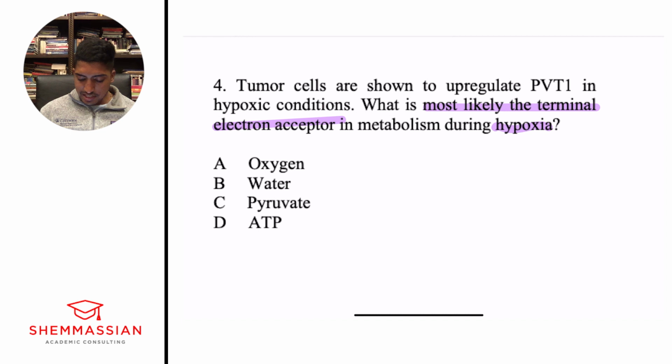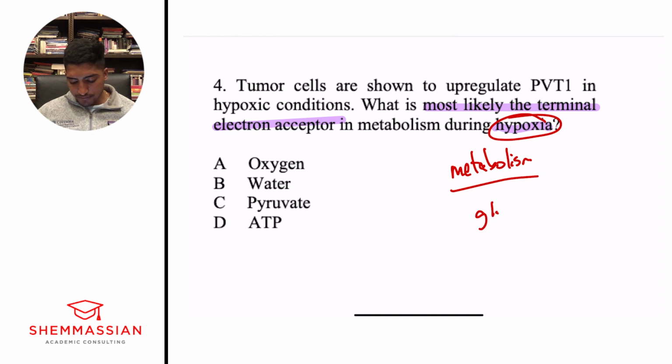And so this is the word I want you to focus in on, hypoxia, because it's giving us a setting that we really need to hone in on. And what is that setting? A low oxygen state, right? When we don't have oxygen, what is going to be the terminal electron acceptor? And so this is under the field of metabolism, namely under glycolysis, right? And anaerobic respiration. When we don't have oxygen, we're only going to be dealing with anaerobic respiration.